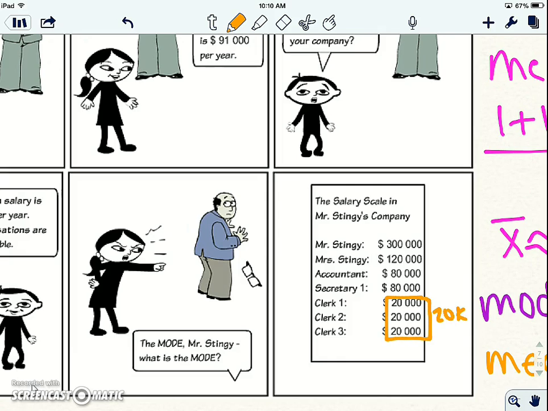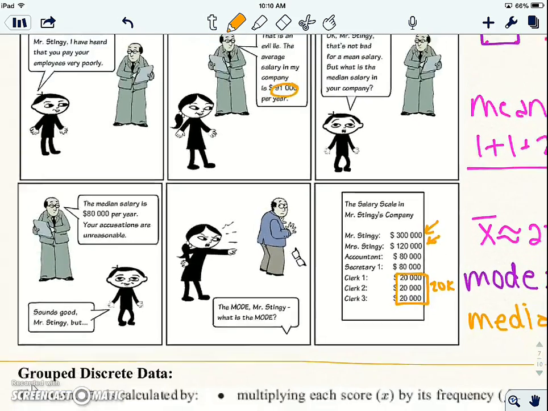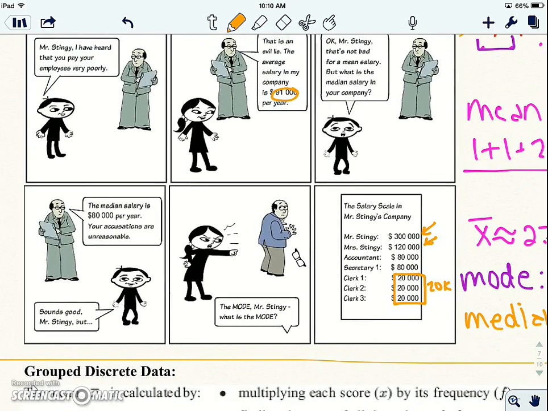But because he pays himself so much and his wife so much, it skews the average to make it seem really high, to 91,000 a year. And then because the accountant and the secretary, at least they make 80,000, they're right in the middle, even the median is kind of high. But they could have a bunch of other people under here where it would still have high values. Okay, so you have to be very careful.